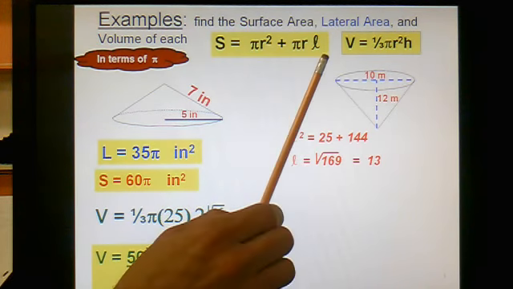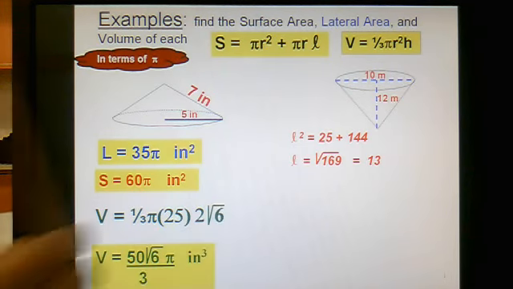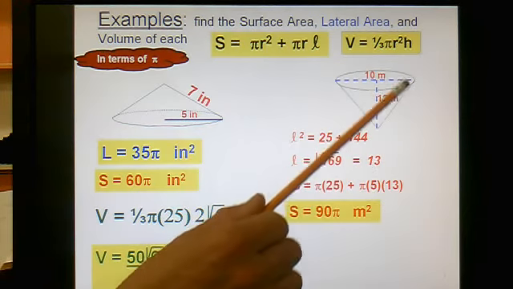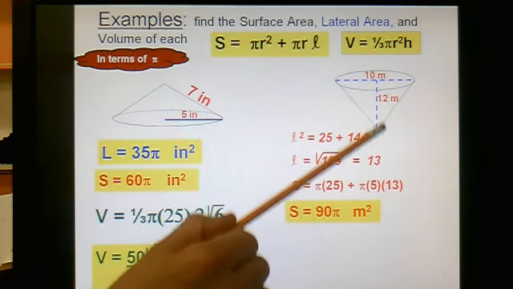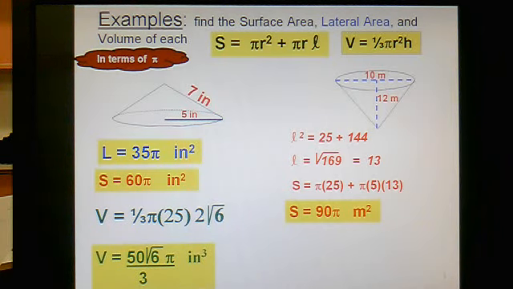And then all it is is plug and chug. 13 times 5, 5 squared again. And I think you end up with 90 pi square meters. And the volume was the easier one in this case. So all you have to do is the height, 12, times the radius squared, which is 5 squared, which is 25. Don't forget to divide by 3 at the end.